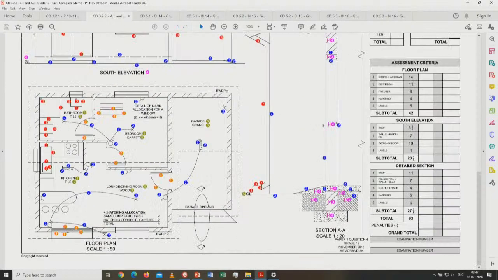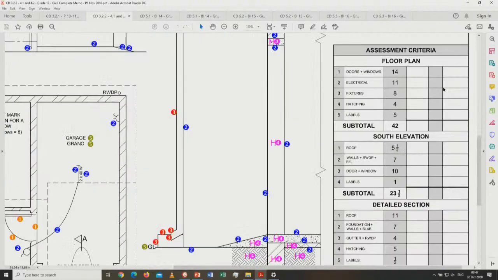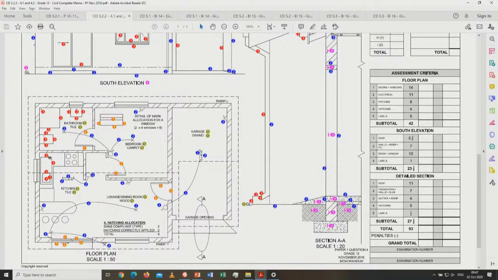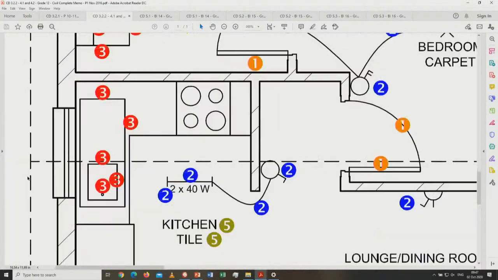Right, the next I want to point out to you is the fixtures. Now, that was 8 marks in total. Right, so that's 16 half marks. Now, these are the red marks. You can see the sink.